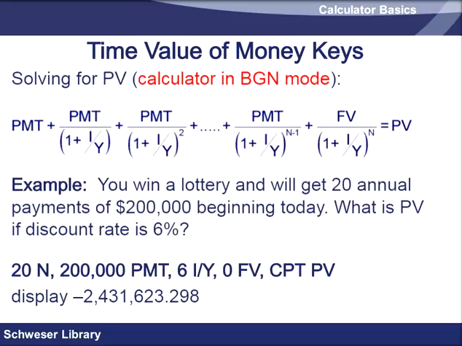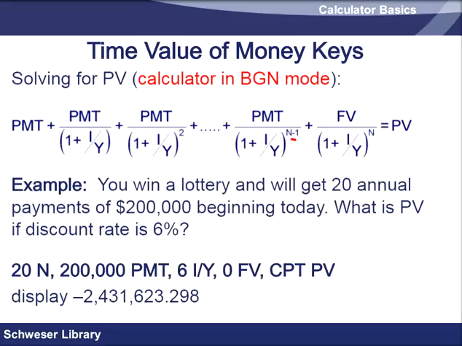So now, if we have payments that start today and we have n periods, then here's our equation. I don't want to get too much into the mathematics right now. We're supposed to be talking about how to run your calculator.